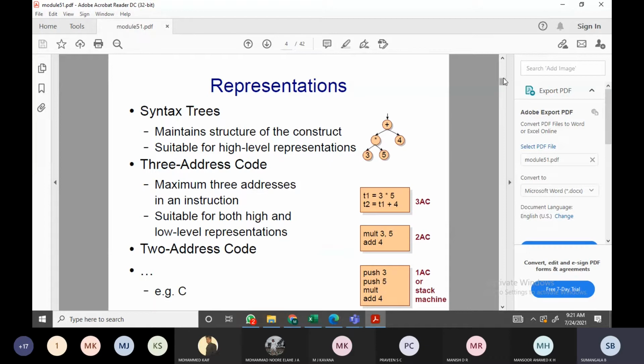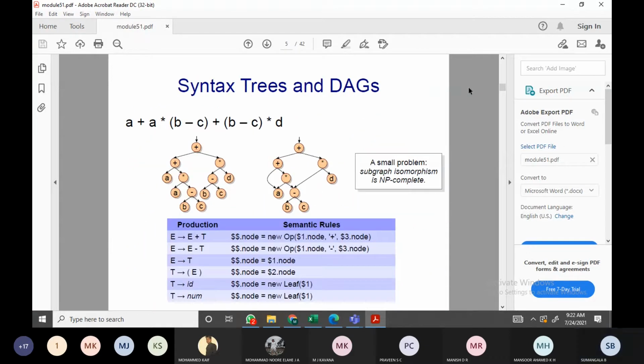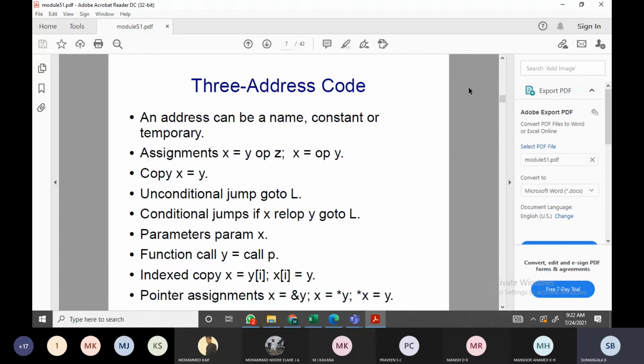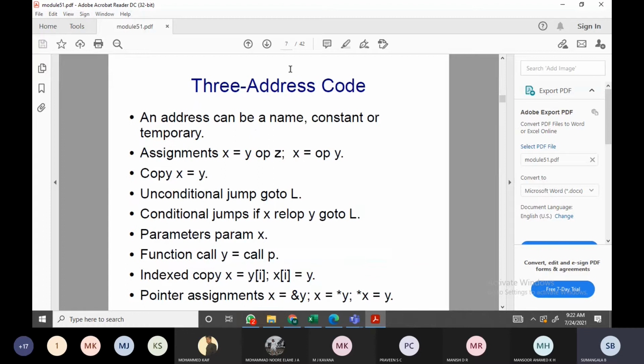Now we can represent this 3 address code in different ways. I will explain the syntax tree later. What is a DAG, a directed acyclic graph? Before that we'll go for what is 3 address code and how we represent it. In this 3 address code we have different types of instructions. So what are the instructions we have?